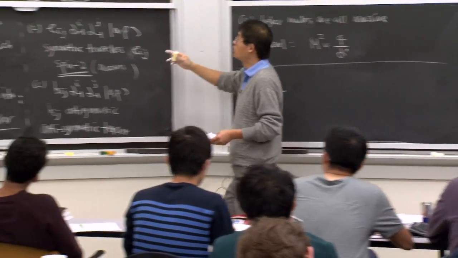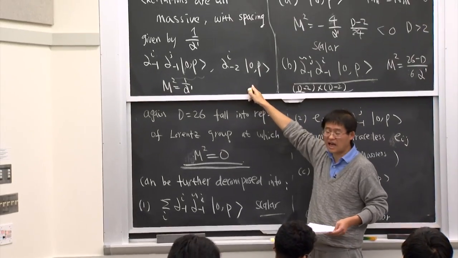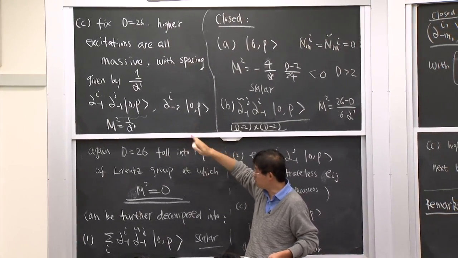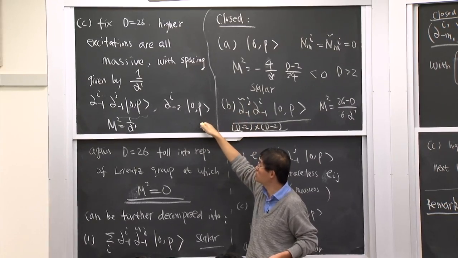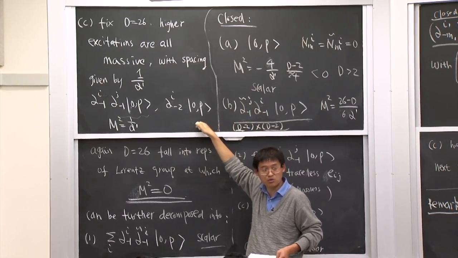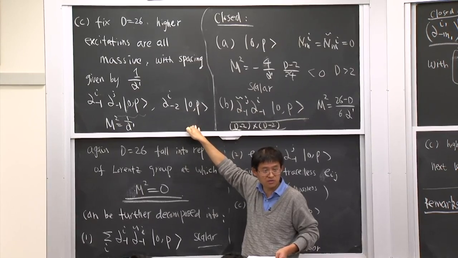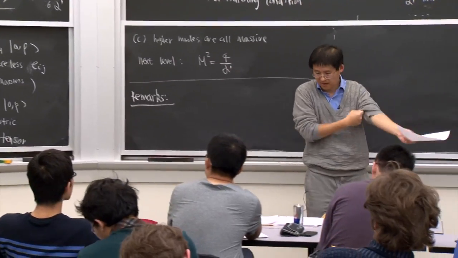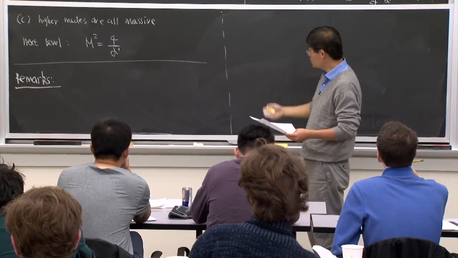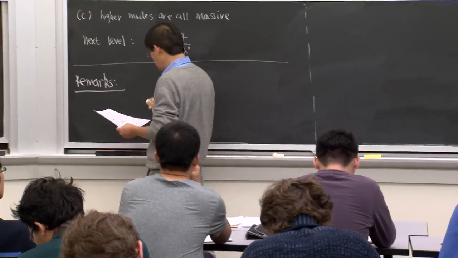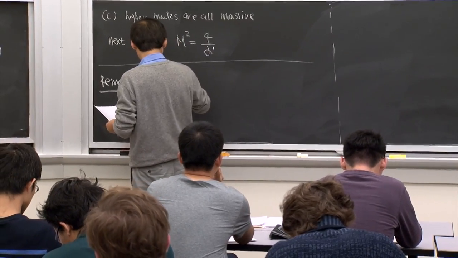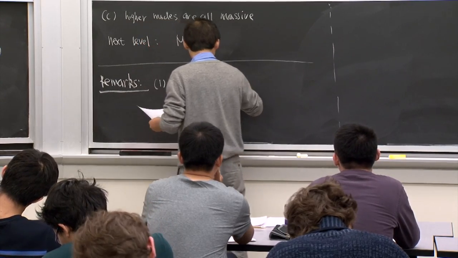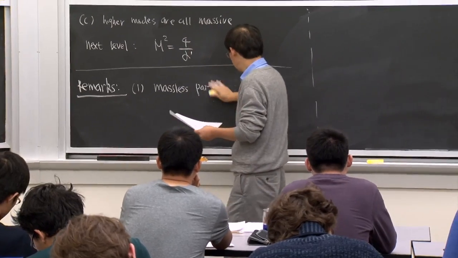For example, here, even for D not equal to 26, these massive particles do form representations of Lorentz symmetry for any dimension. Only for those massless particles, something is funny. And of course, we also know massless particles give rise to long-range interactions, et cetera. So now let's collect the massless excitations.